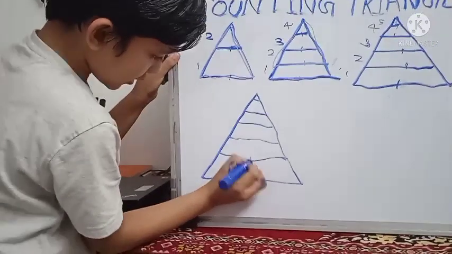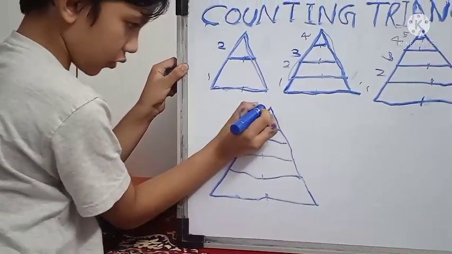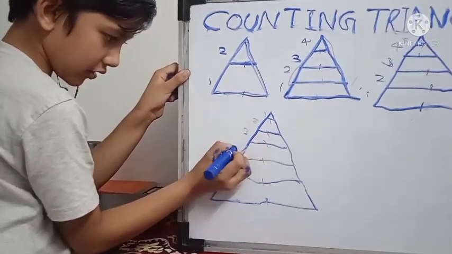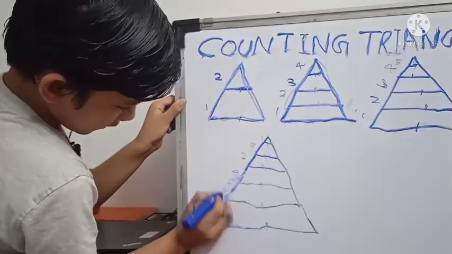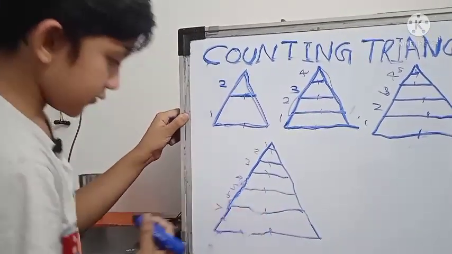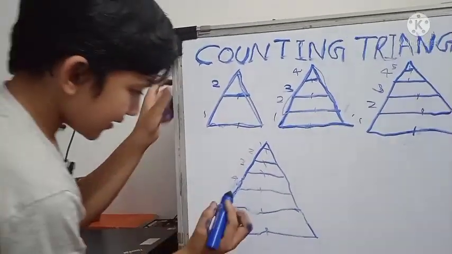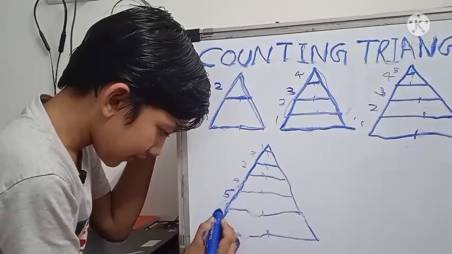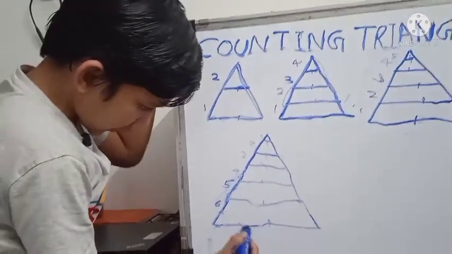1, 2, 3, 4, 5, 6 means 1, 2, 3, 4, 5, 6 and 7. Oops! I have made this triangle in a line. So 4, 5, 6. Yes. Now it is correct.